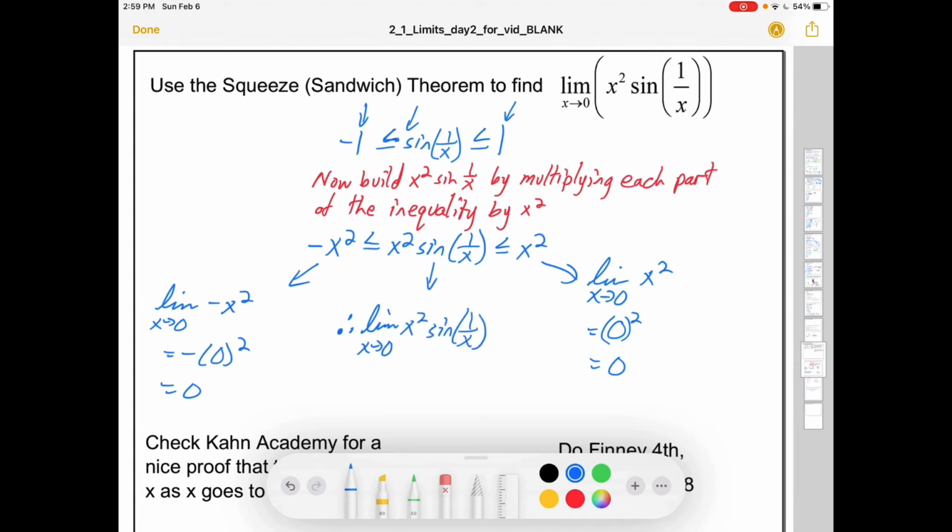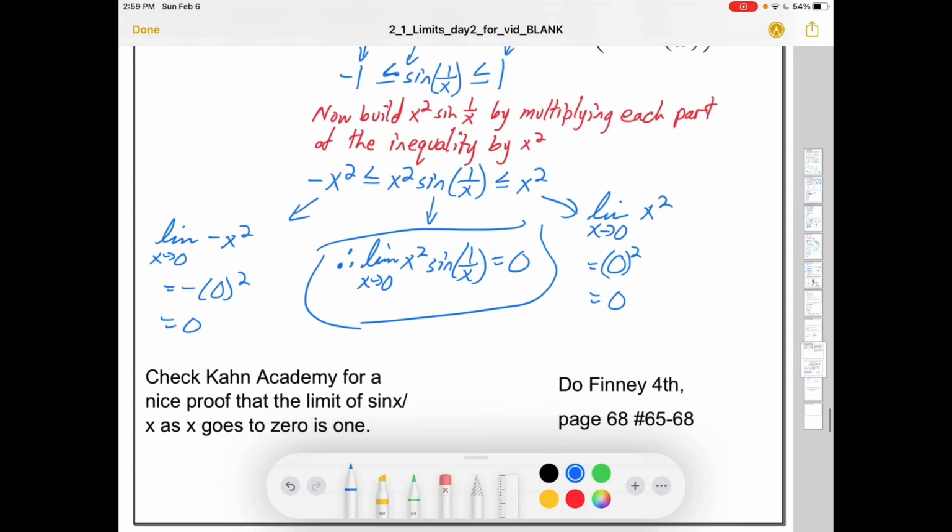Even though I still can't really sub in here, I can't do a whole lot. Since I know something above it is going to be 0, something below it is going to be 0, its limit also must be 0. So that's going to work in a nice proof on the Khan Academy, and I'll link this in the video description below, that sine x over x is going to be 1 as x goes to 0.